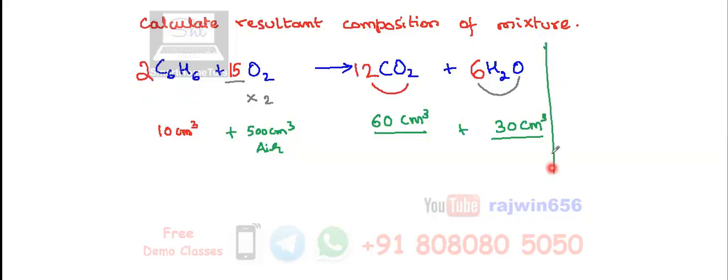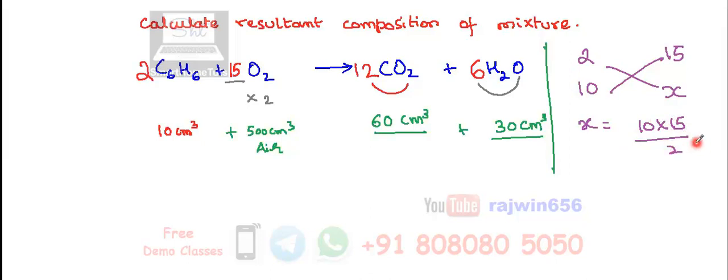I'm just going to write this down over here. 2:15, 10 is to how much? 2:15, 10 cm³ will give me how much? I will simply cross multiply this. So this simply is going to be 10 into 15 divided by 2. This is going to be 75 cm³ of oxygen is going to get used up. I'm again using the word used up. It's not formed.